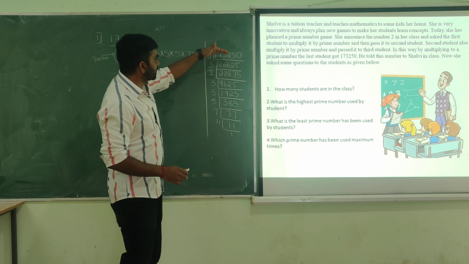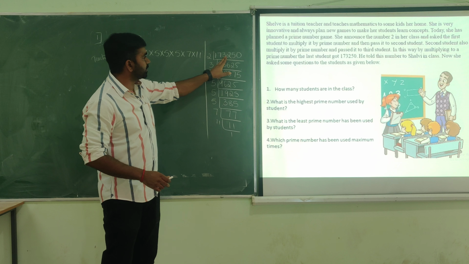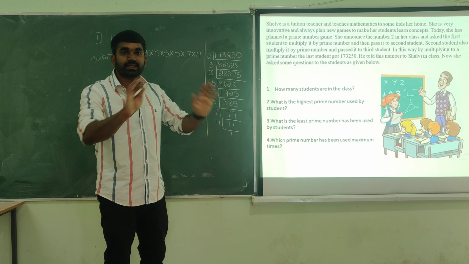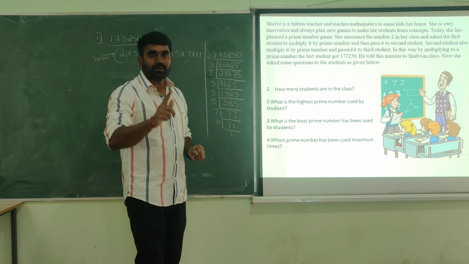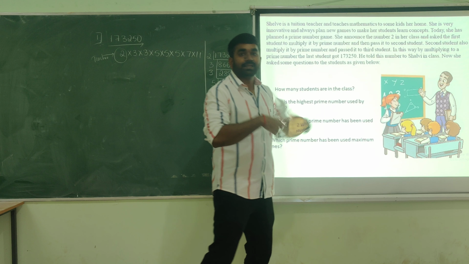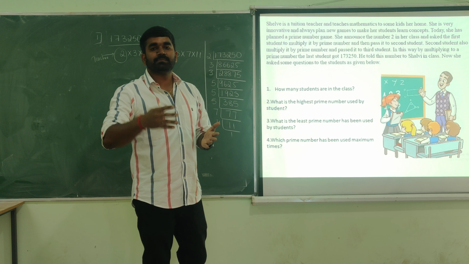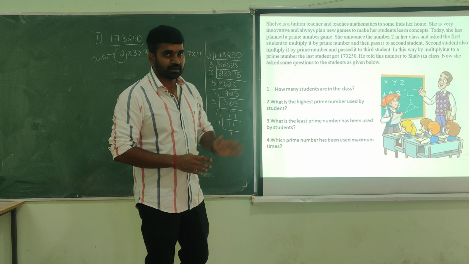So we will take the prime factors of 1,73,250. We don't know any other numbers. We know only one prime number, that is 2. It can be anything, a 3-digit number or a 4-digit number. They have not specified.